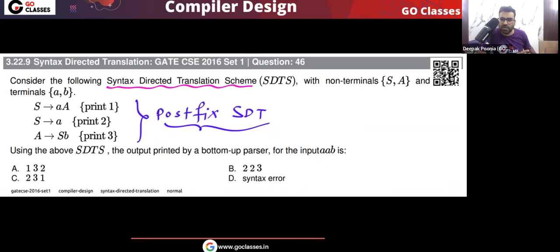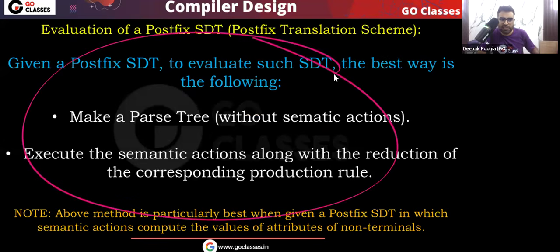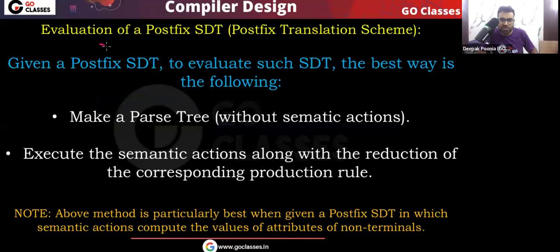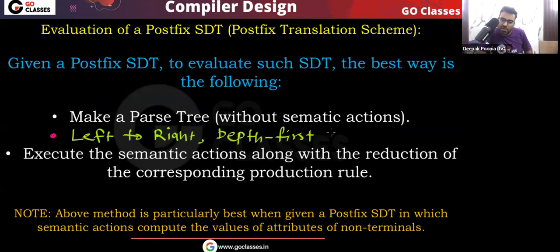I hope you understood. We have already seen that given a postfix SDT, to evaluate it, first we make the parse tree without semantic actions. Then we do a left to right, depth first traversal, and we execute semantic actions along with the reduction of the corresponding production rule.